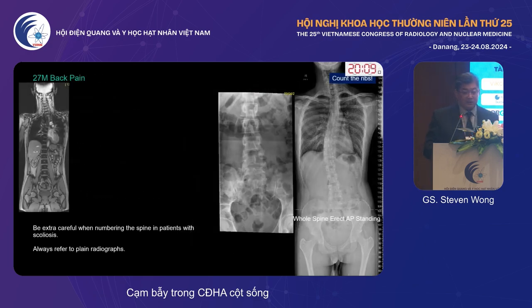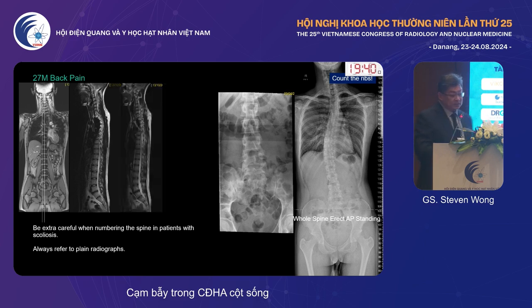Here we have a 27-year-old with back pain. And the problem is you want to number properly. You have to look at the X-ray because the localizer sequence will only show the vertebral column in sections, especially in a scoliotic spine. So refer to the X-ray as much as you can, and count the number of ribs when you're in doubt.